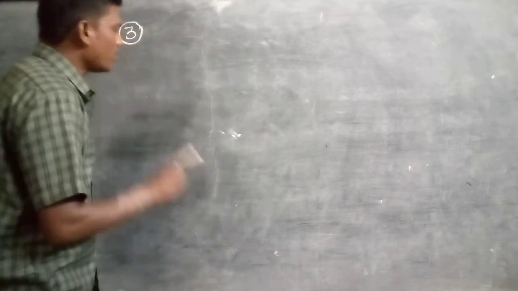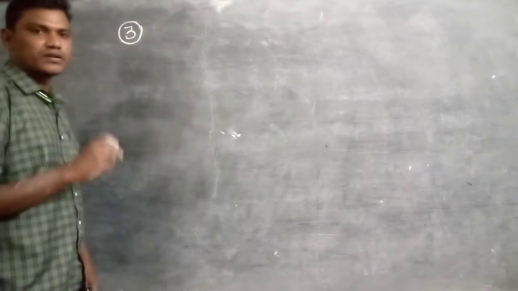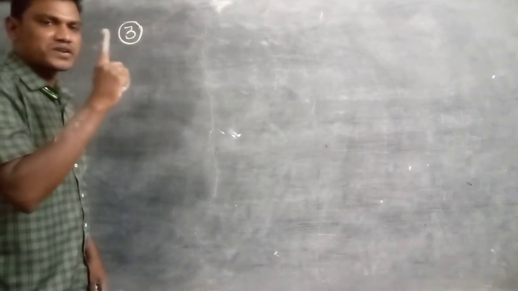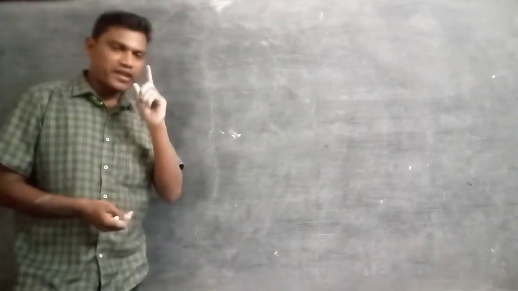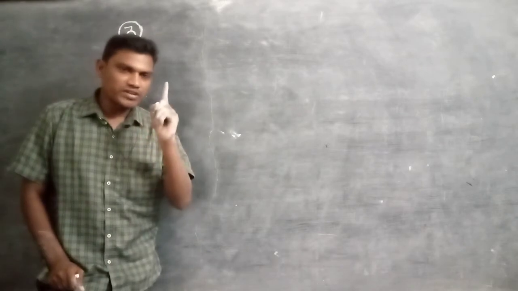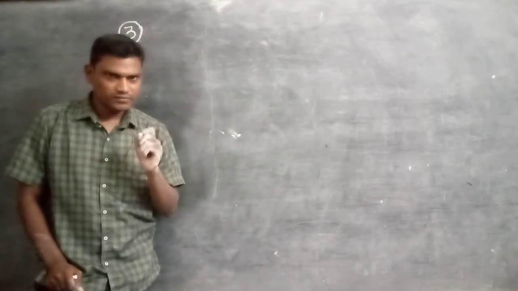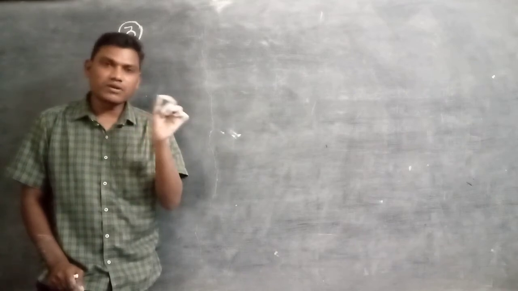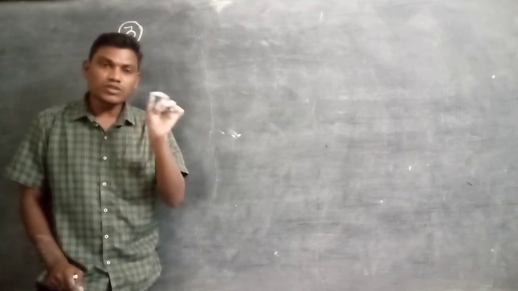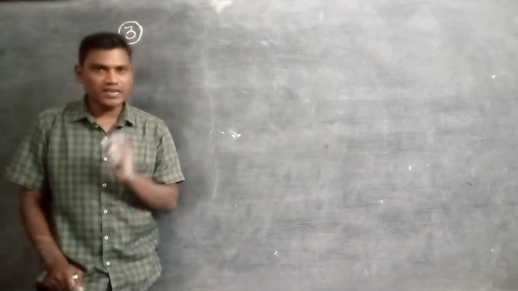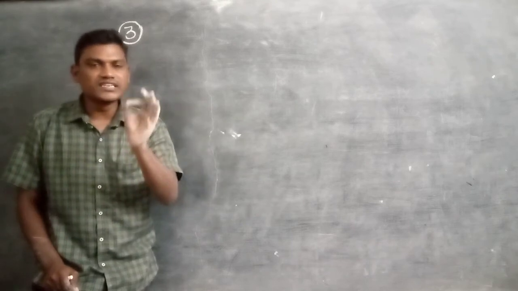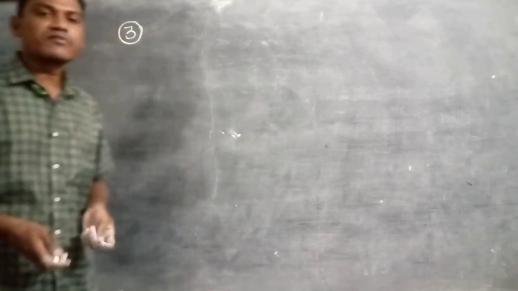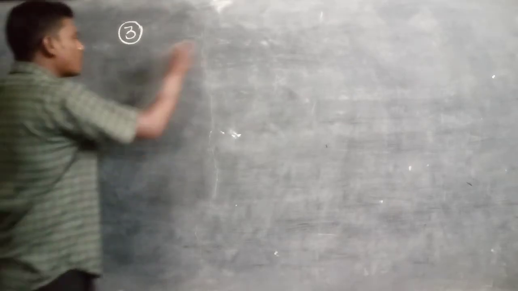So, a car moves with 72 kilometers per hour. Its momentum is 2000 kilogram meter per second. What is its mass? Means you can find the mass of the car.